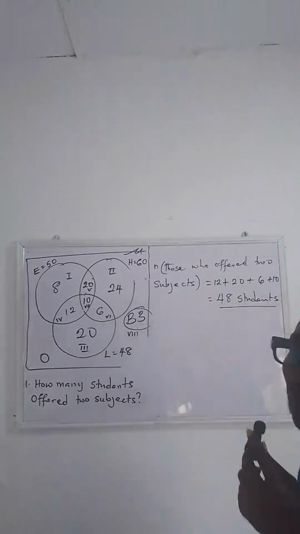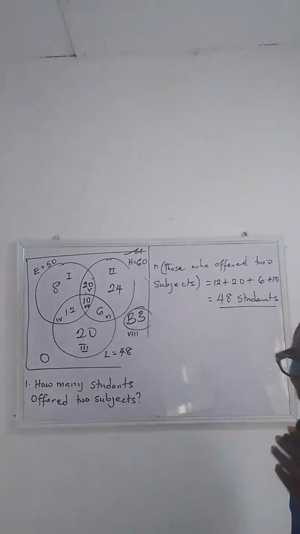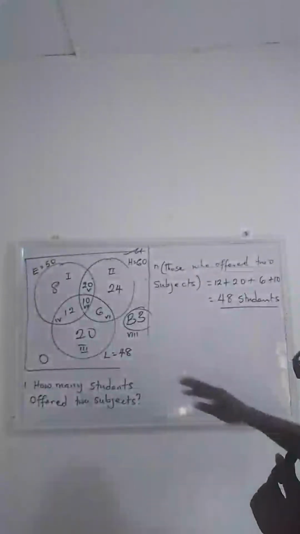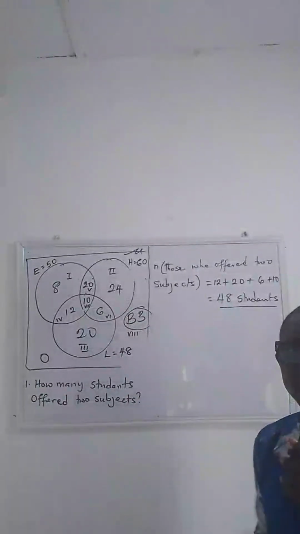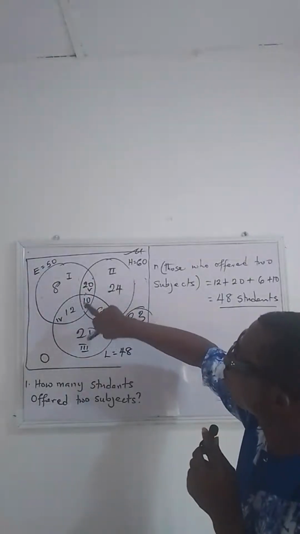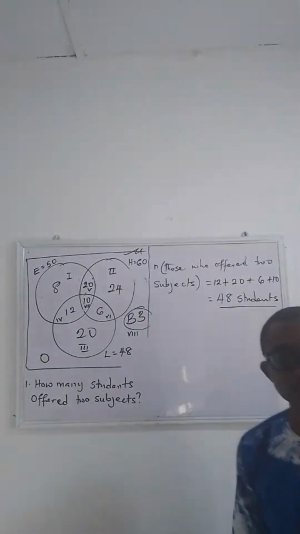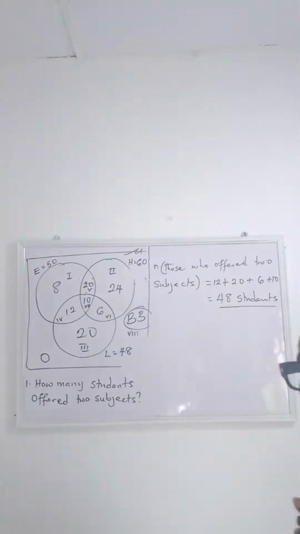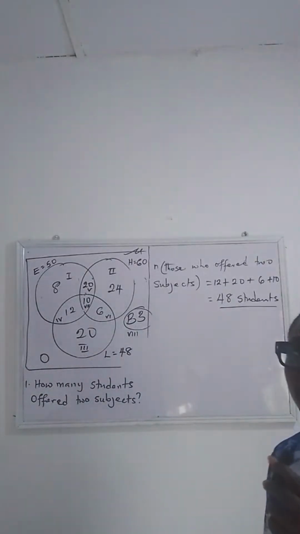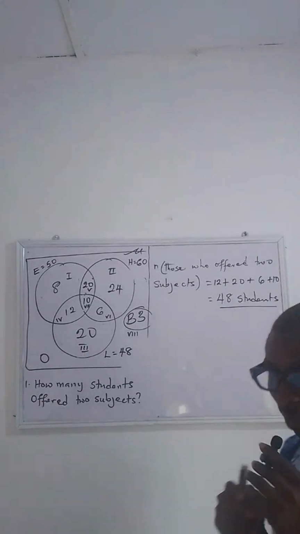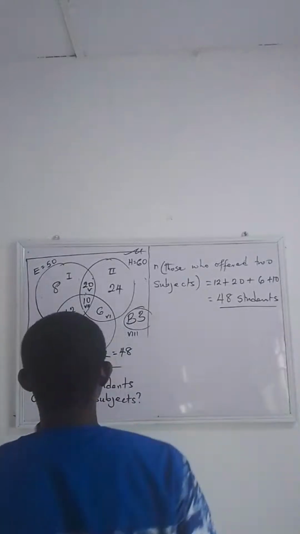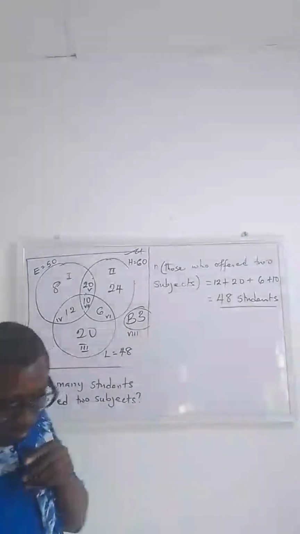48 students offered two subjects. Now I can see that many of you just picked the number of those that offered only two subjects. We only pick this and this and this. Do you know that those students that offer three subjects, they also offer two subjects? Do you understand now? So you must add them to the number. That is how we arrive at that answer. I think I deserve an applause. So that is the correct answer.